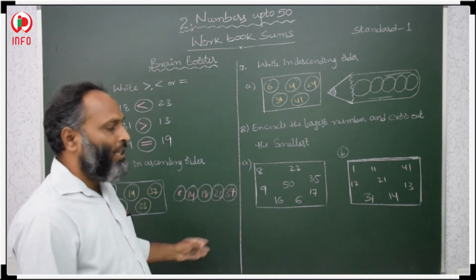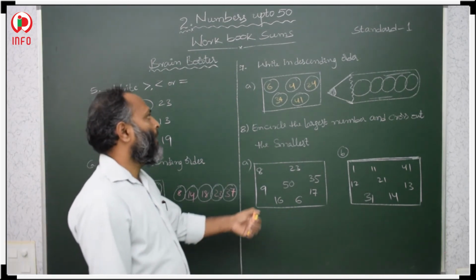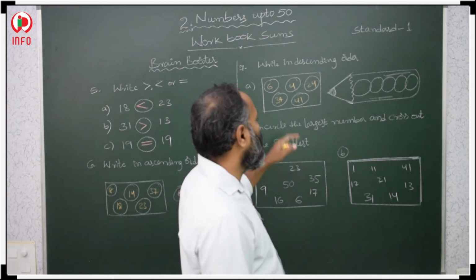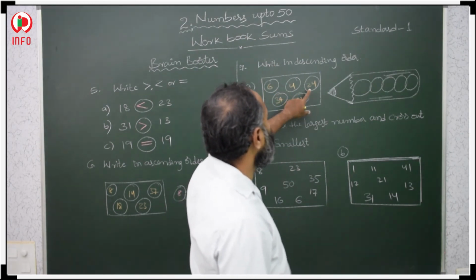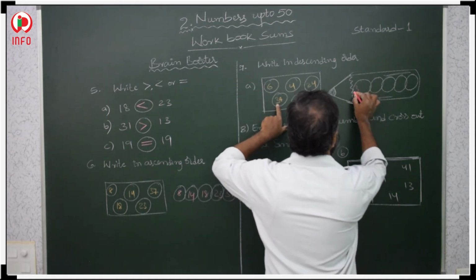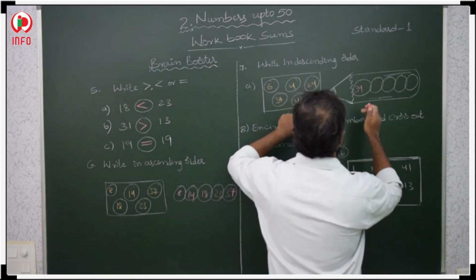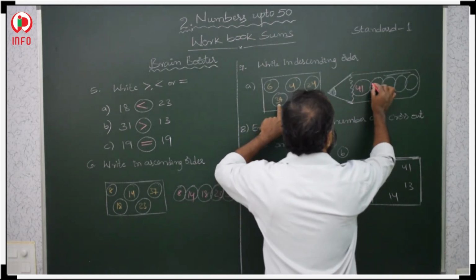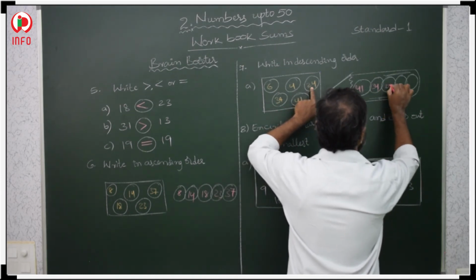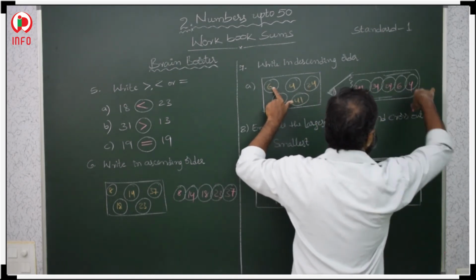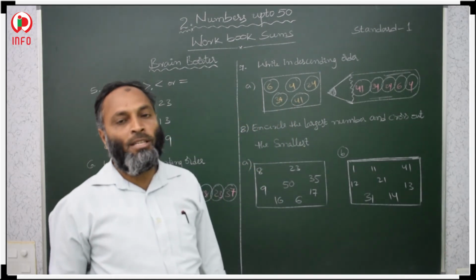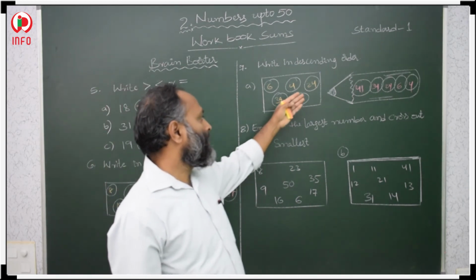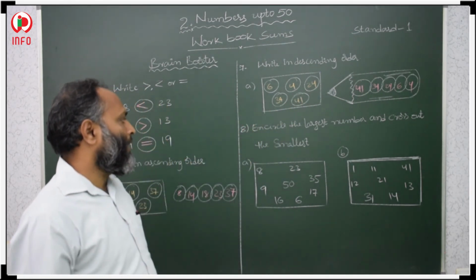Now one more question is there, that is for your homework. Now descending order, decreasing order. Decreasing order means first we have to take the bigger one. What is the bigger one? 41 is the biggest. First you take 41, then 34, then 24, then 6, and after that 4. In this way we arrange in descending order. This is ascending order, this is descending order, this is comparing quantities.